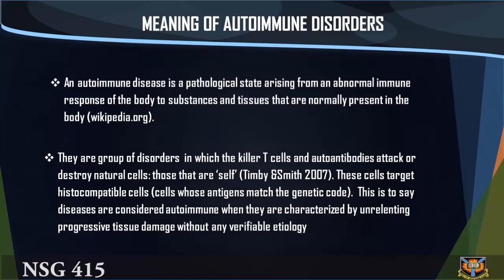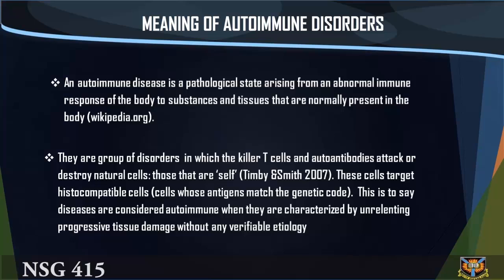Point out the signs and symptoms of autoimmune disorders. Meaning of autoimmune disorders. As you already know, the human body may suffer from disorders. One of such is autoimmune disorder. An autoimmune disease is a pathological state arising from an abnormal immune response of the body to substances and tissues that are normally present in the body.